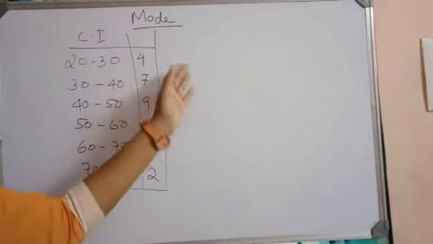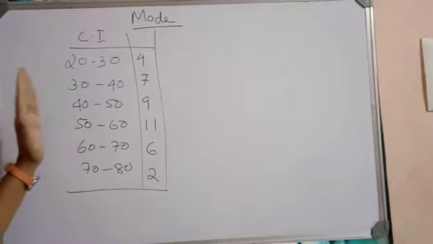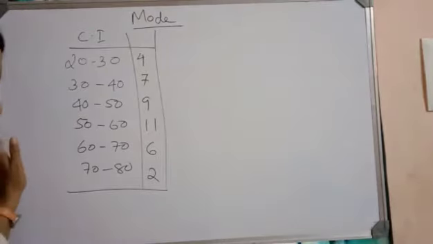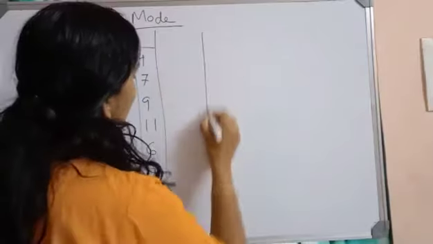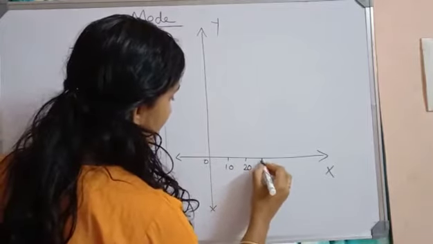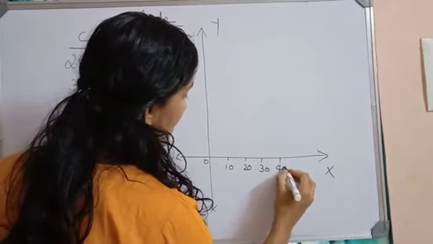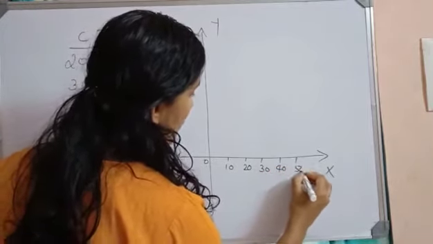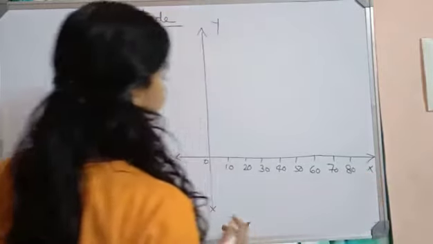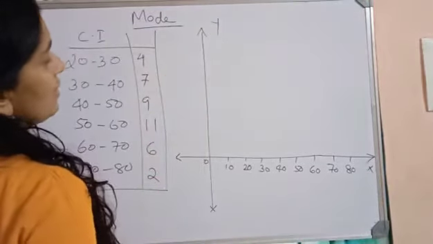Let's consider an example and find the mode by using this given frequency distribution table. First, you have to draw the x and y axes, as we discussed in the previous class. This is the x-axis, this is the y-axis. Now you have to mark the class intervals on the x-axis. So this will be 0, 10, 20, 30, 40, 50, 60, 70, 80.